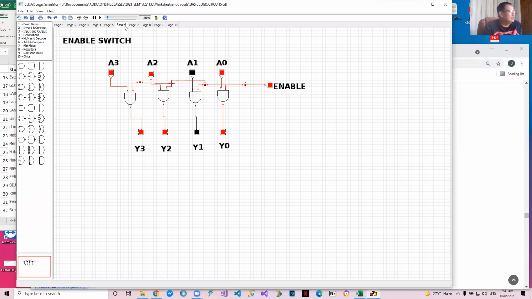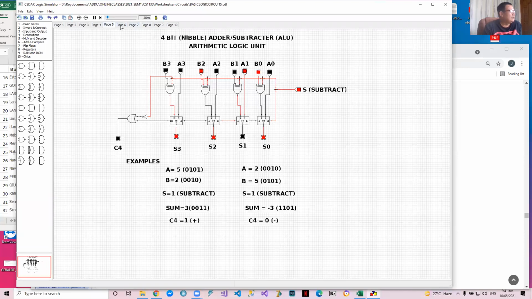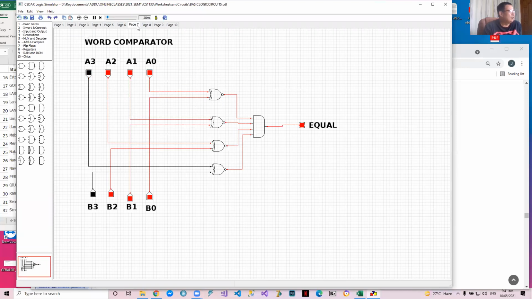Okay, and then we have a word comparator. This will compare whether A and B are equal. Comparison is done using XNOR. The red lines here show that these are the lines that are equal. If you click this, it becomes black because the third bit or the fourth bit are not equal. It's the same here. Take note.